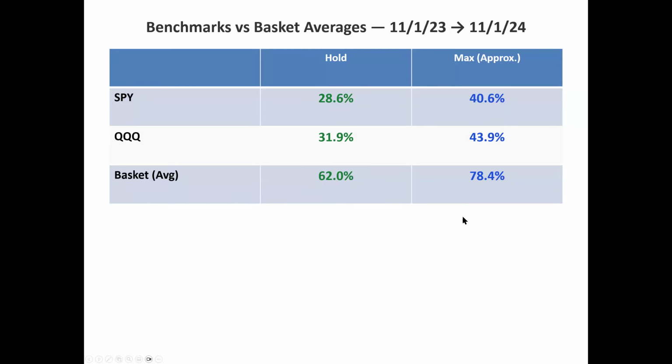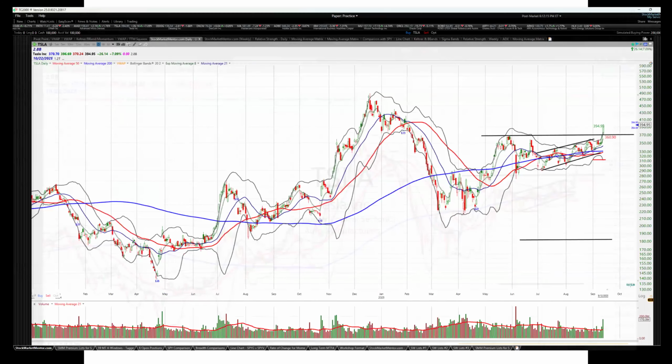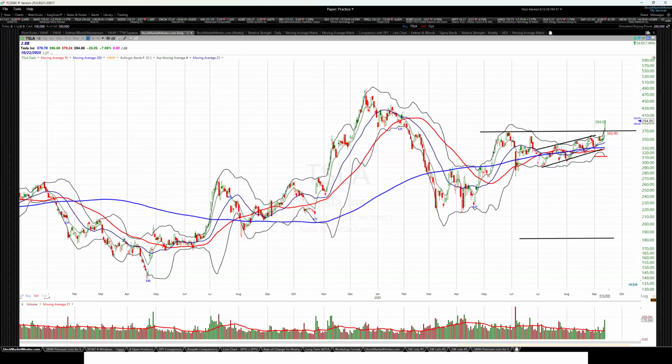The point that I'm making is screens work, scans work. If you have criteria that works for you, you need to be using those scans and screens, because what it will do is take all these stocks that you shouldn't be looking at anyway. It'll take them out of your line of sight. And that's really what you want.